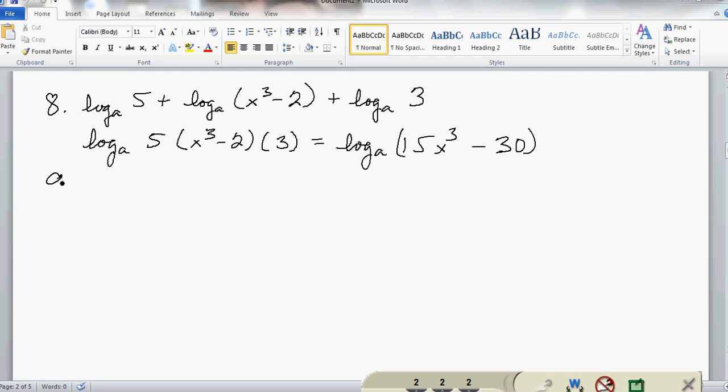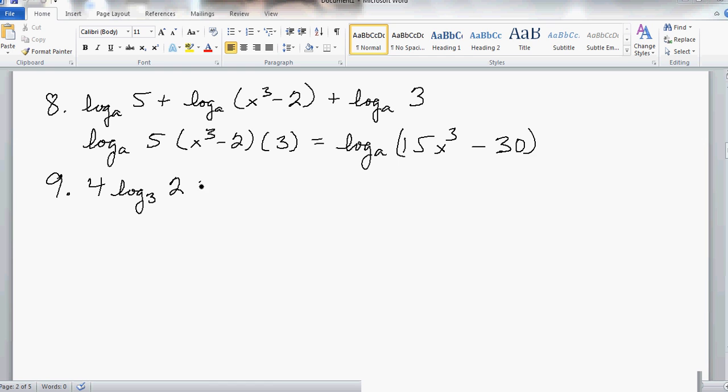Number 9 asks us to do the same thing, but we do throw in a few other things here. 4 log base 3 of 2 plus 1/4 log base 3 of x minus 2 minus 1/2 log base 3 of x. Okay, now the first thing we have to realize is since we have these coefficients out here in front, we can now send those back to become exponents.